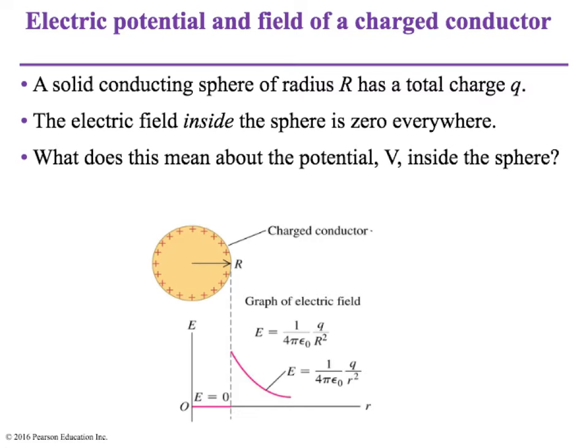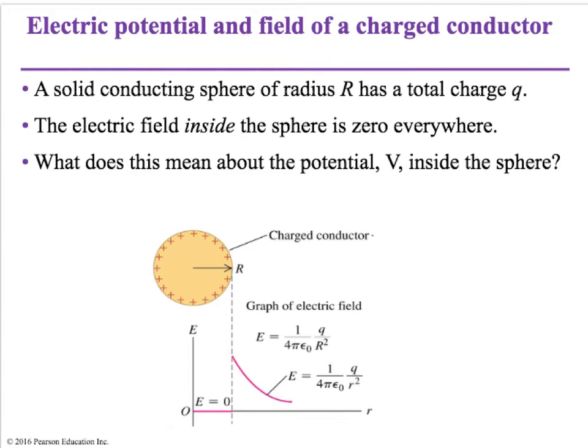Once we get outside of the sphere, the electric field actually looks like that of a point charge if the total charge was located at the very middle of the sphere. So it's 1 over 4 pi epsilon naught q over r squared, which can also be written as kq over r squared. So what does the potential in that case look like?